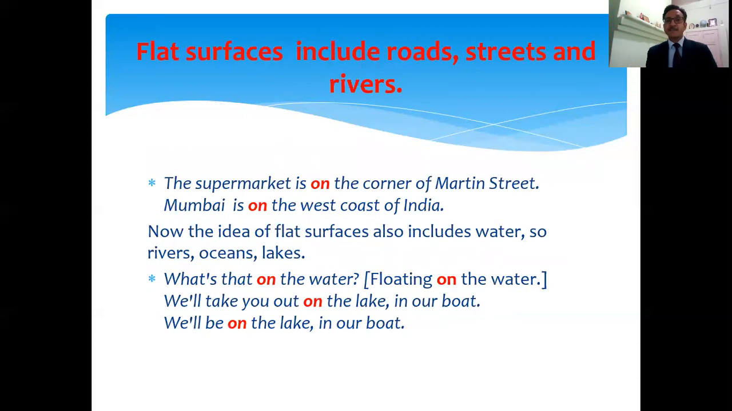Then flat surfaces include roads, streets, and rivers. The supermarket is on the corner of Martin Street. Mumbai is on the west coast of India. Now, the idea of flat surfaces also includes water. So, rivers, ocean, lake, ponds, all this. Fine. What's that on the water? And what's that floating on the water? We'll take you out on the lake in our boat. We'll be on the lake in our boat. On the lake. Fine. On the water. On the west coast of India.